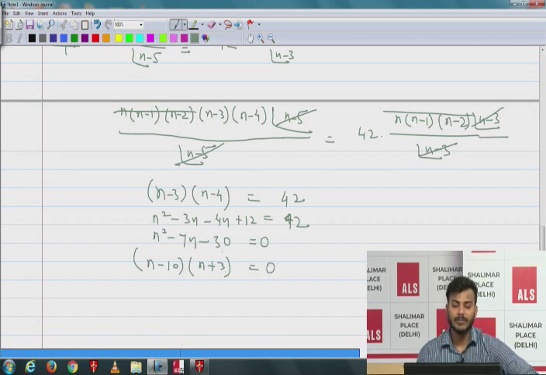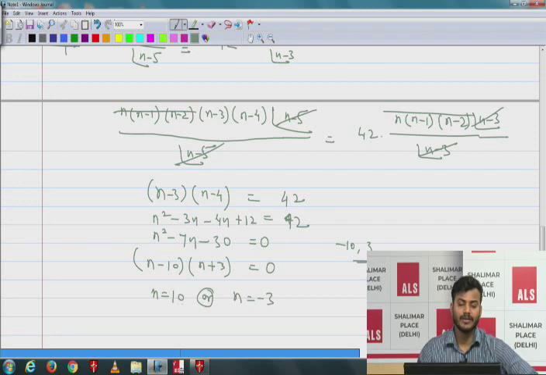We need two numbers such that their addition will be minus 7 and their multiplication is minus 30. I think those numbers are minus 10 and 3. Is that clear? Now, if this is 0, you will get n equals 10, or if this is 0, you will get n equals minus 3. These are the values: n equals 10 or n equals minus 3.